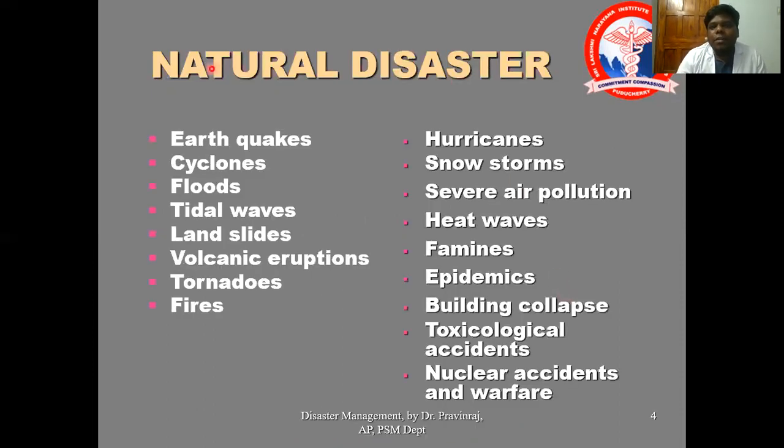So here we are having some natural disasters: earthquakes, cyclones, floods, tidal waves, landslides, volcanic eruptions, tornadoes, fires, hurricanes, snowstorms, severe air pollution, heat waves, famines, epidemics or pandemics, then collapse of buildings, toxicological accidents, nuclear accidents and warfare.